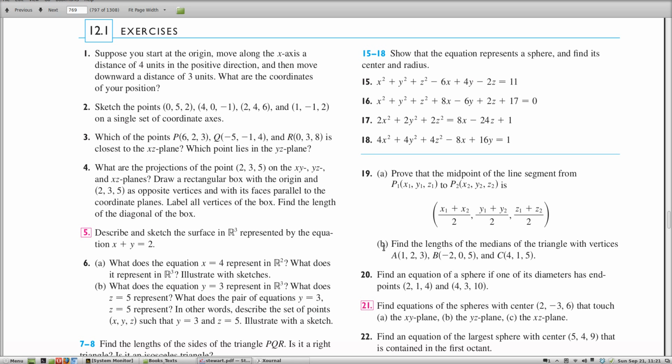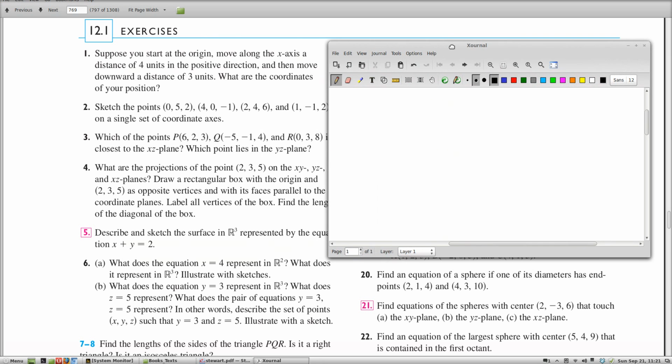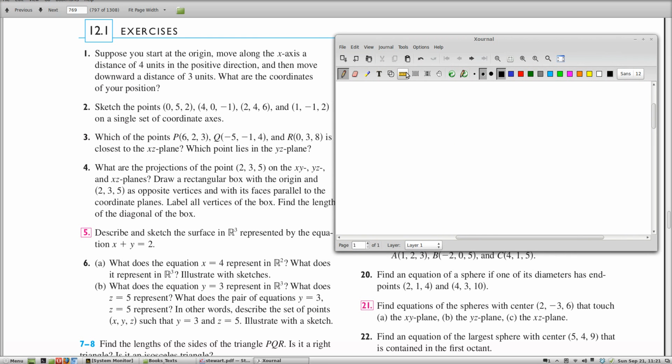So let's just start with the first section, and first things first, let's plot some points in three-dimensional space. So let's look at number 2 there. A lot of people will find this kind of easy, but I don't want to presume anything. So let's say that's the z-axis, that's the x-axis, and that's the y-axis. And let's plot the point 0, 5, 2. So that means 0 far out on the x-axis, this is the y-axis, this is the z-axis.